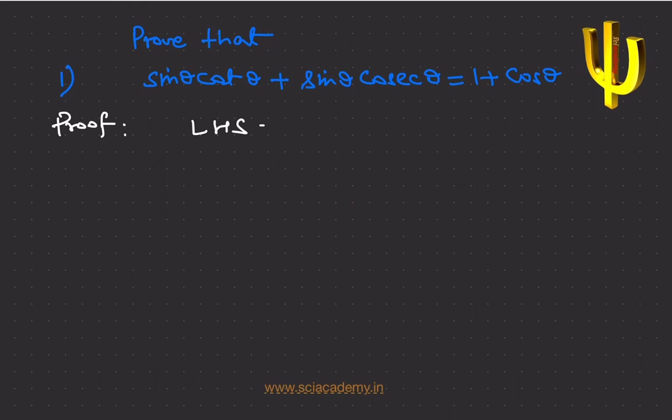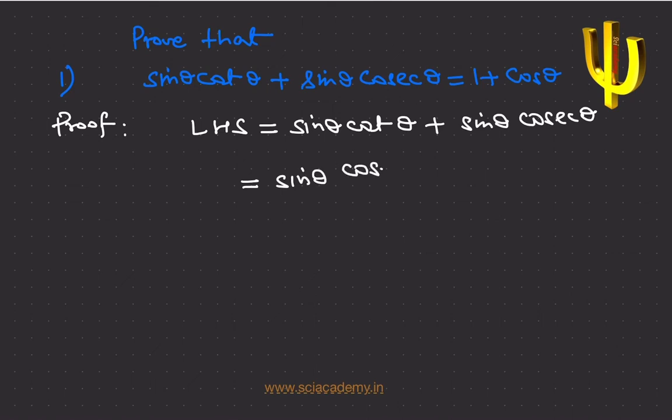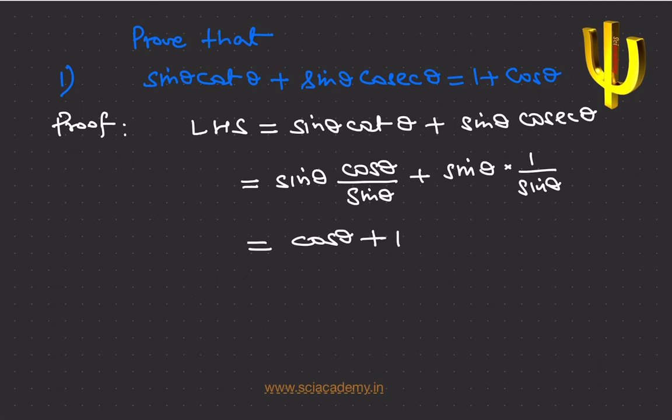LHS is given as sin theta cot theta plus sin theta cosec theta. That can be written as sin theta into cos theta by sin theta plus sin theta into 1 by sin theta. That gives cos theta plus 1. This sin theta will be cancelled out, and this will also cancel out. So it becomes cos theta plus 1. That is equal to RHS. Hence, the problem is proved.